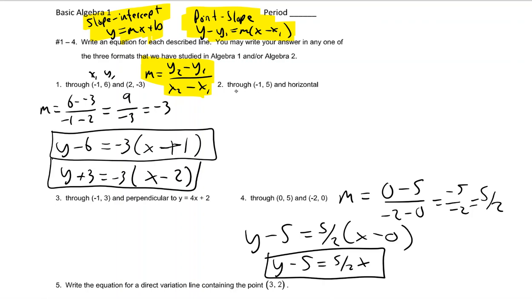Okay, question 2 says we wanted to go through -1, 5, and it needs to be a horizontal line. So I don't have 2 points, so I can't just plug the points into the slope formula. I've got to figure out a different way to have slope. So what do we know about horizontal lines? Okay, they look like that. If you look out on the horizon, you're looking left to right. Okay, what about their slope? 0 because there's no rise. Okay, do you know what kind of equation they have?